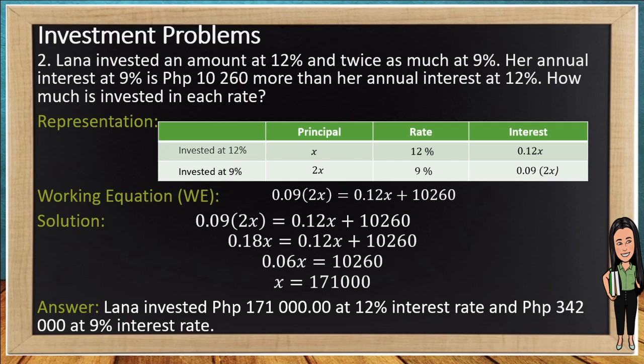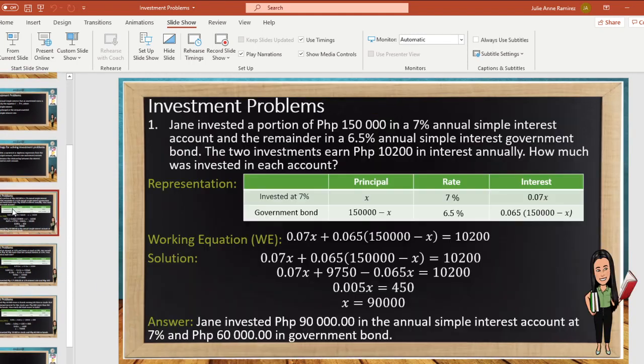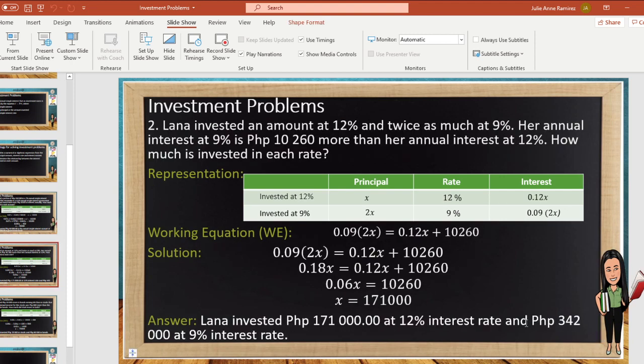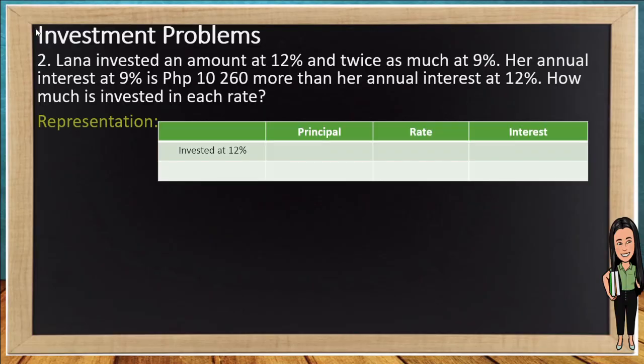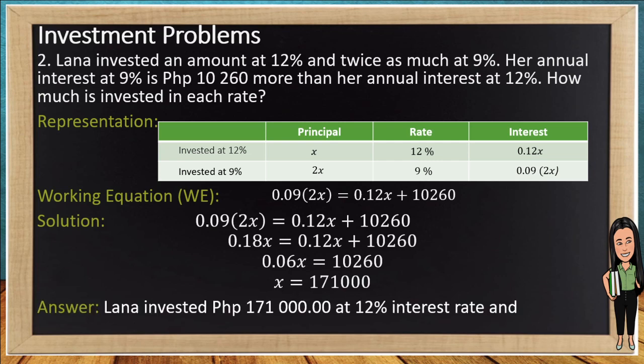Okay, so sorry na putol. Ayusin natin para yung ating pagsulat ng amount ay tama. So, ang amount ay 171,000 at 12% interest rate and 342,000 pesos at 9% interest rate. Let's have another problem.